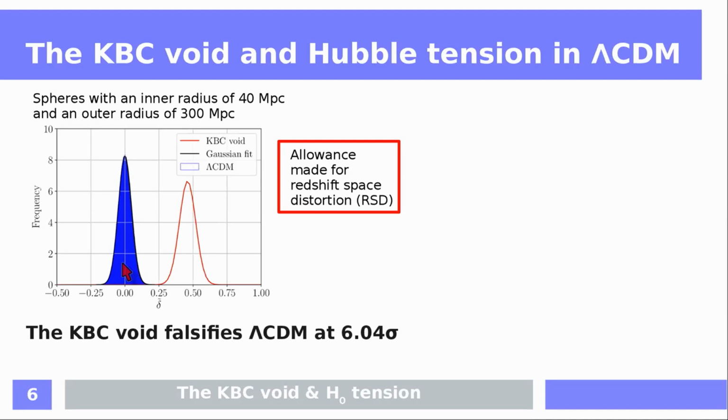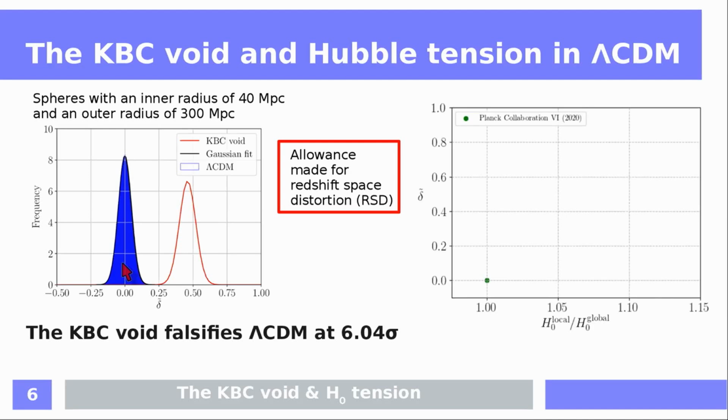Relating to your question about the redshift space distortion, this is actually a very critical part of the whole talk, because the redshift space distortion is obviously related to the impact that the void has on the locally measured Hubble constant, which is what I was going to come on to next. So what's shown on this graph is the apparent underdensity on the y-axis, and on the x-axis is the ratio between the locally measured Hubble constant and the background or global value. In lambda CDM, you expect to measure this green dot. So there is no underdensity and the local Hubble constant is equal to the global value.